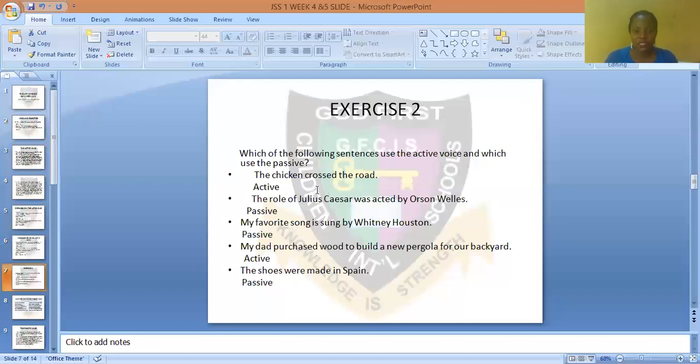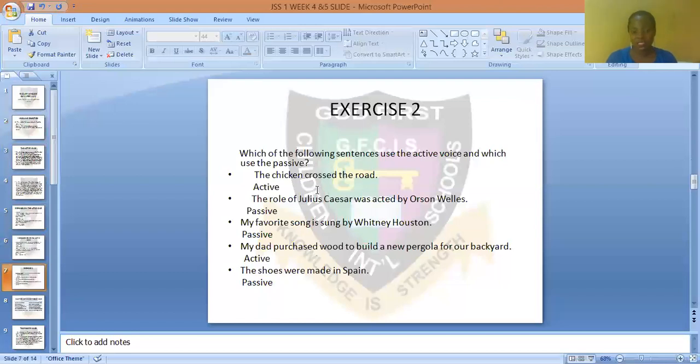The next sentence down here, the role of Julius Caesar was acted by Orson Welles. Now, is this sentence the active voice or the passive voice? This sentence is the passive voice because of the receiver of the action, which is Orson Welles.